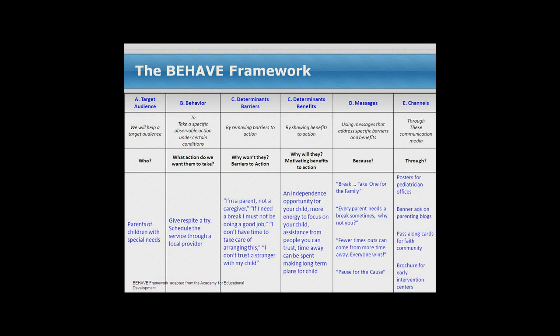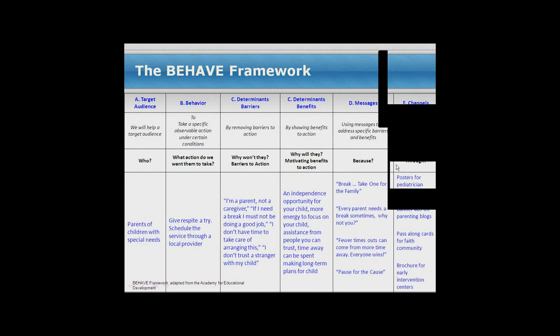You know, these are starts, and like I said, I know we have more work to do in developing the full message that will accompany this headline approach, and looking at where they are. Similar parenting blogs, late at night looking for information on a website. Pass-along cards also, brochure for early intervention centers where a lot of people are receiving diagnoses or assistance early on in the process.